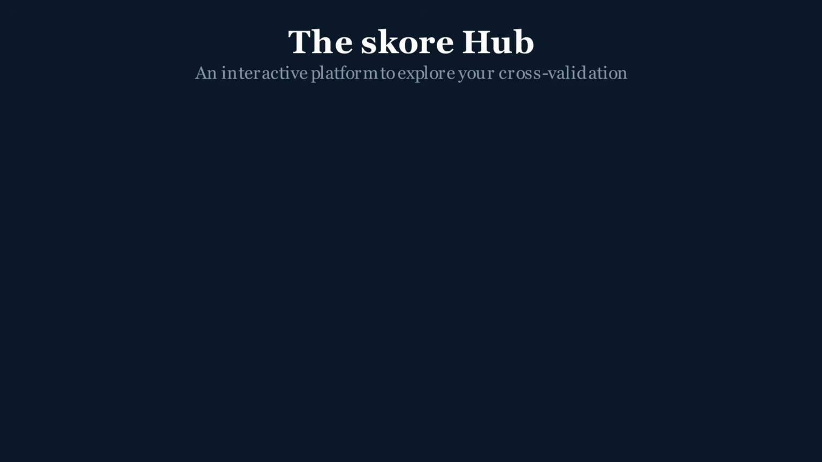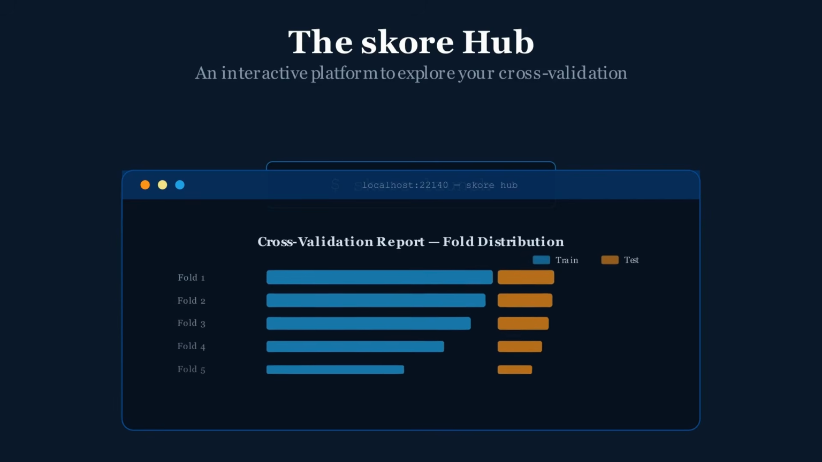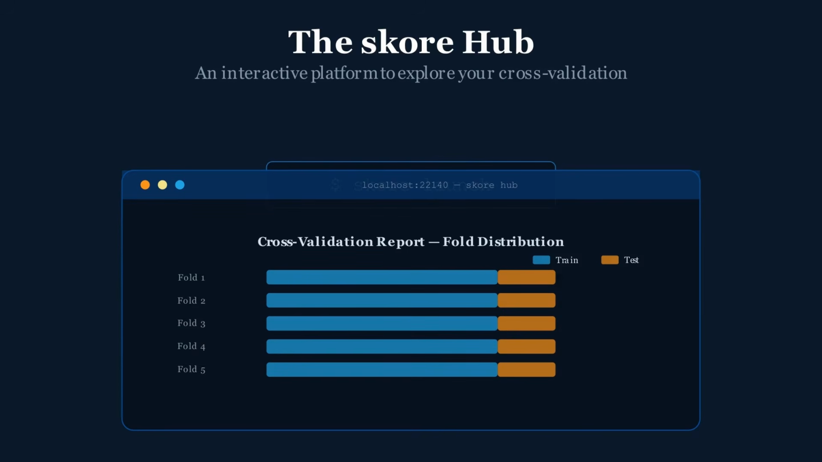This is where it gets really powerful. You run a few commands in your terminal, for instance, and it opens the Skore Hub, an interactive browser-based platform. Inside the hub, you can visualize the fold-by-fold distribution of your data. For each fold, you see exactly how the data was split between training and testing, visually, interactively.